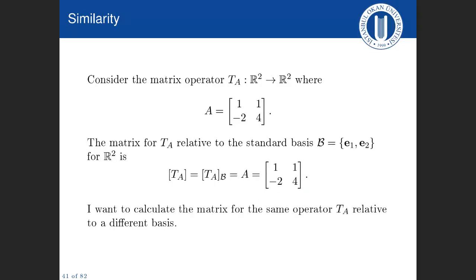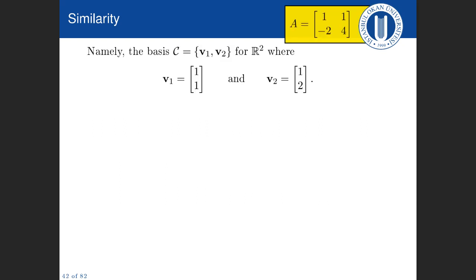But we've seen that this is not the only matrix for a linear transformation. I want to calculate the matrix for the same operator TA, but relative to a different basis. I want to calculate the matrix for TA relative to this basis. The vector V1 is 1, 1, and the vector V2 is 1, 2. So as we were doing in the last section, we need to calculate T of V1 and T of V2, and then we need to find the coordinates for T of V1 and T of V2.